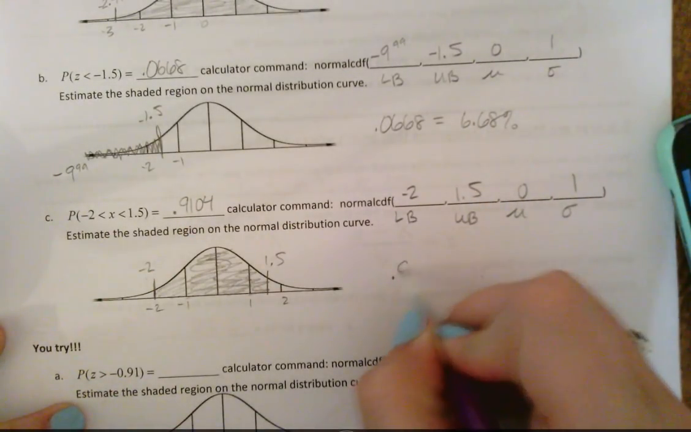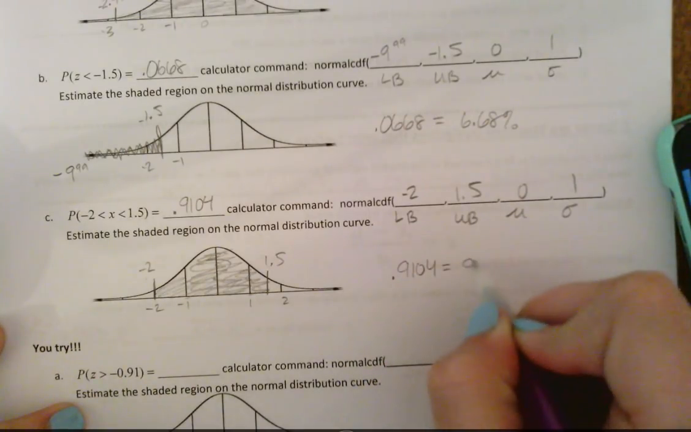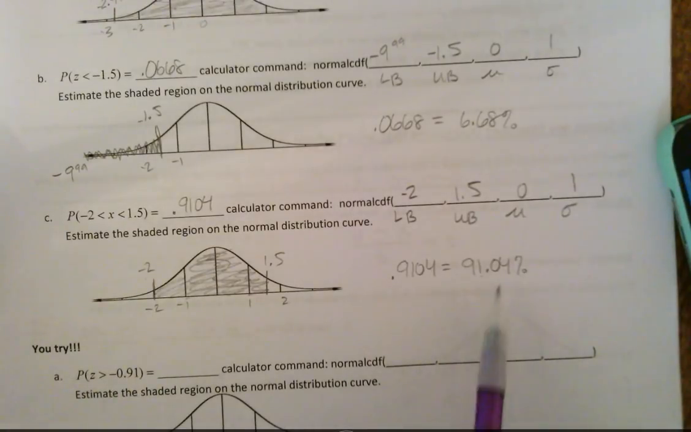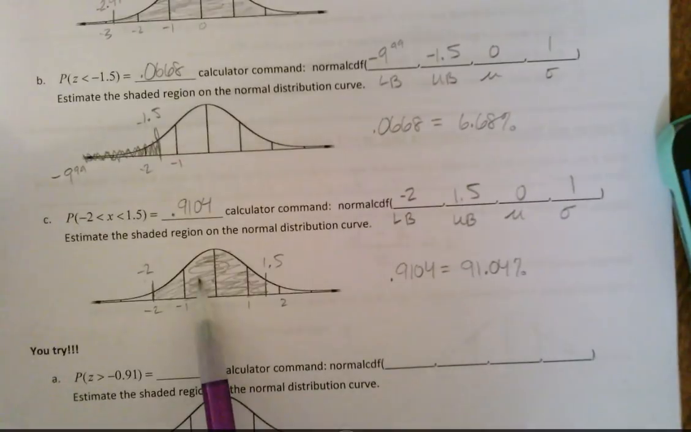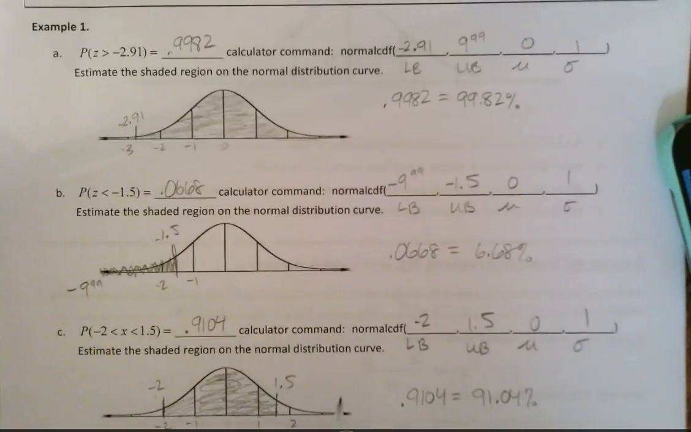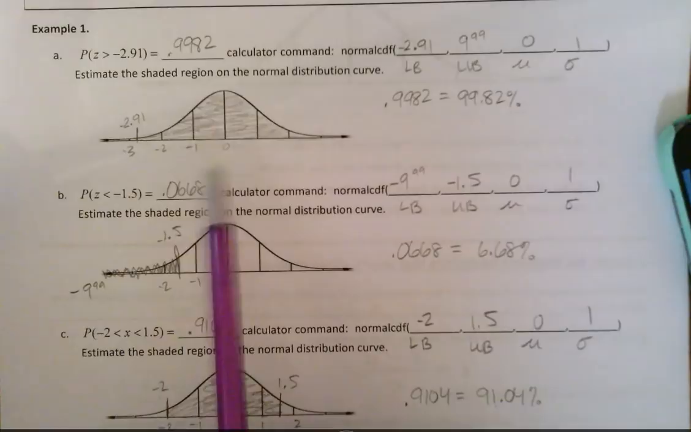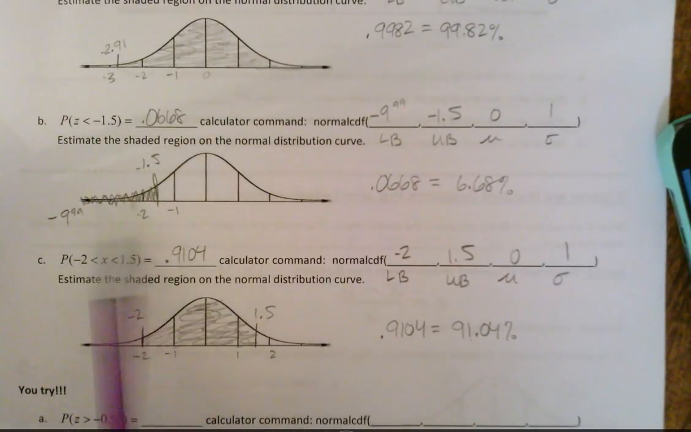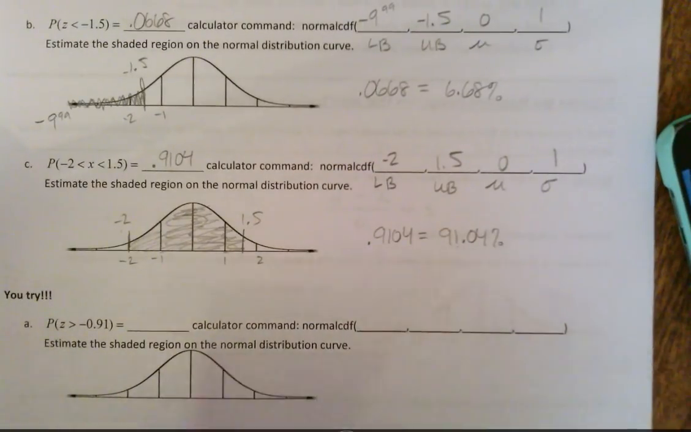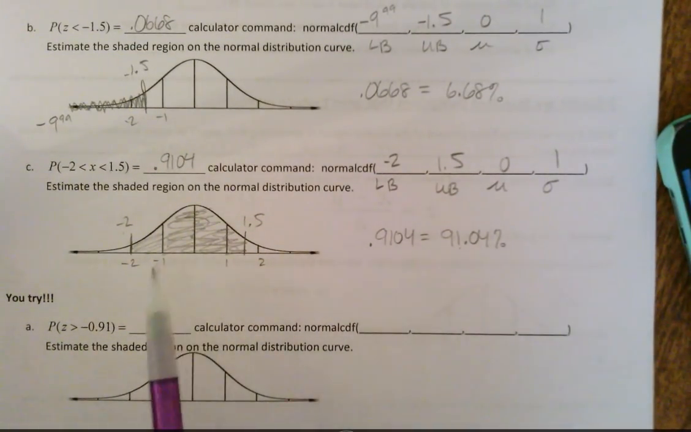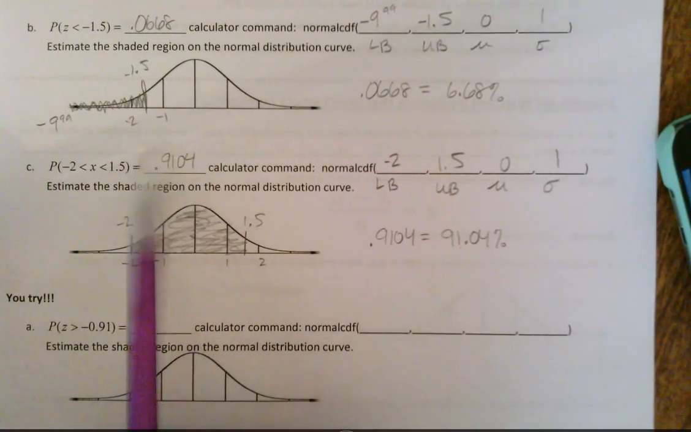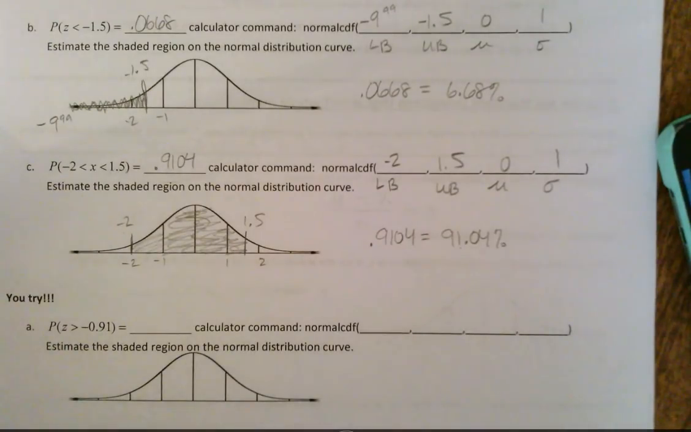So probability, that's the same thing as saying 91.04%. I keep changing these to percents to show you how this answer makes sense with what we're shading in. This percent of 99% makes sense because I shaded almost everything. 6.6% makes sense, I didn't shade as much. That's why I keep converting it to percentages so you can see that it does make sense. But we will write our answers in probability form, which has the 4 numbers past.